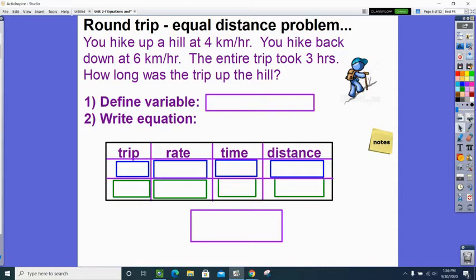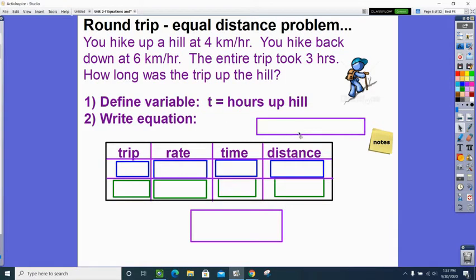Why would you be going faster? Because you're going downhill, people, right? Uphill's tougher, so it's not a surprise that you would be going downhill faster. The entire trip up and back took 3 hours. How long was the trip up the hill? There's our variable. How long? Time. And we're talking about hours, right? So we want to know how many hours it took to go up the hill. That's going to be our variable.